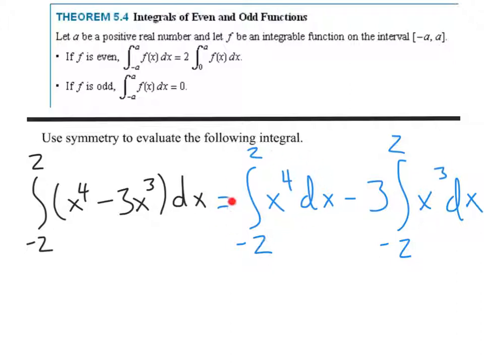So we'll use the even symmetry here, break it up into the interval from 0 to 2 and multiply by 2. And this one will actually just be 0 because it's an odd function from negative 2 to 2, so that whole piece goes away.